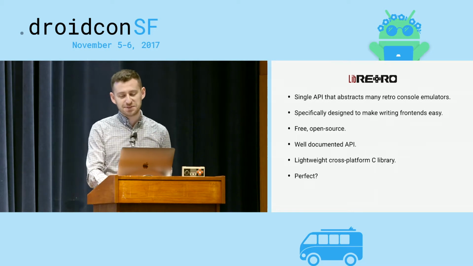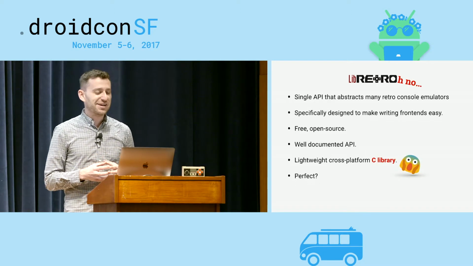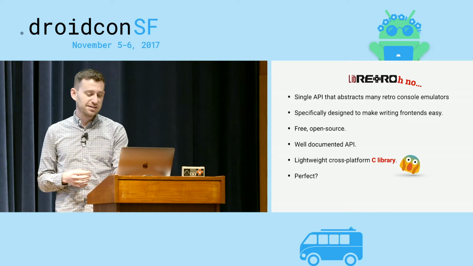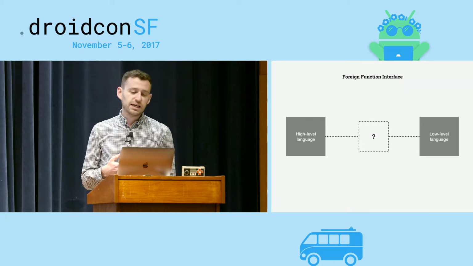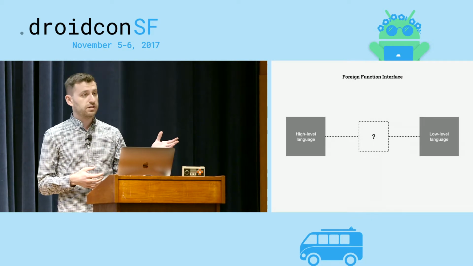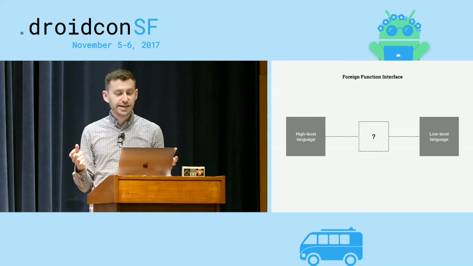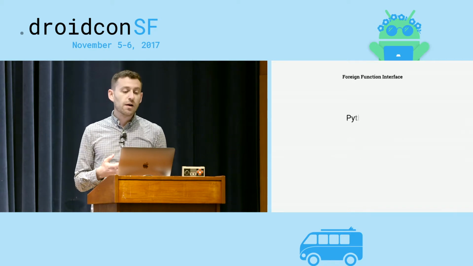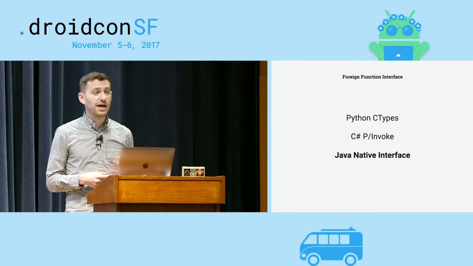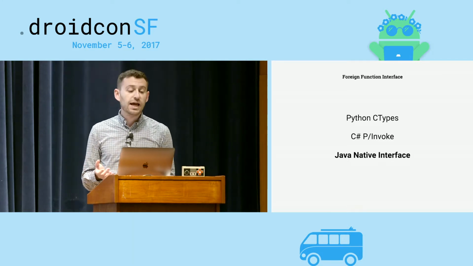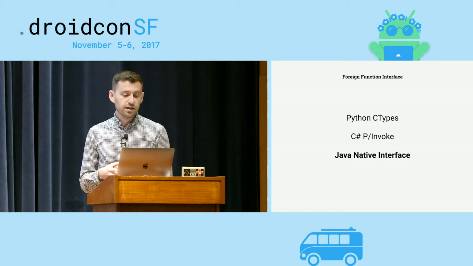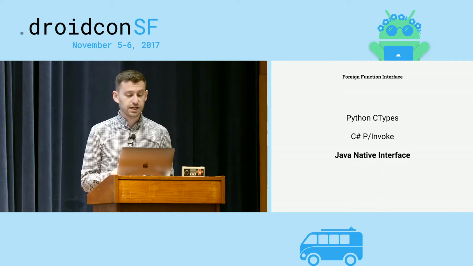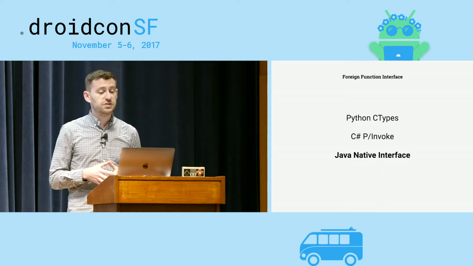Well, there was just one problem. I've been doing Android development for a long time, but I've never worked with native code on Android before, and I had no idea what to expect. So something that I learned is that the mechanism for interfacing between a high-level language like Kotlin and a low-level language like C is often referred to as a foreign function interface, or FFI. Some common implementations of FFI include Python ctypes, C# P/Invoke, and Java Native Interface, or JNI. JNI is the default choice for Android. It's part of the NDK from Google, the Native Development Kit, and it's what I assumed I would be using for this project when I started.